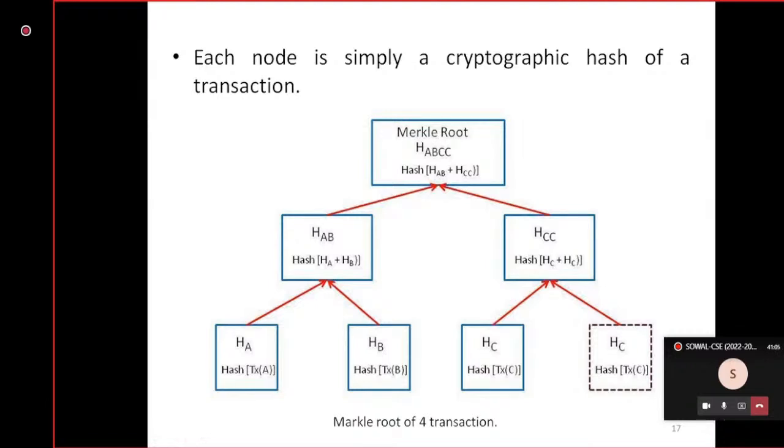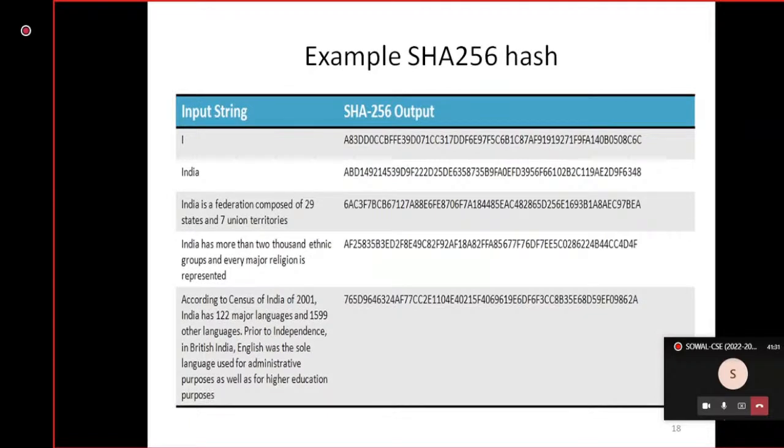Due to this hash, each transaction becomes immutable. Immutable means if anyone tries to change any transaction, they have to change the complete hash tree and the Merkle root, which is practically impossible. So this is why all the records in the blockchain are immutable. We have to deal with such kinds of hashes.